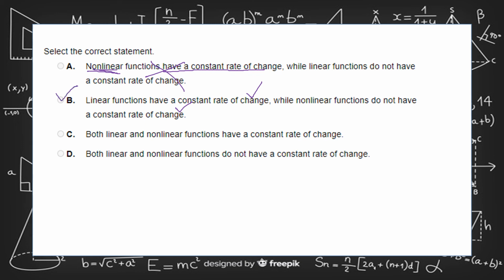Both linear and nonlinear have a constant rate of change. No, nonlinear do not have a constant rate of change. Their rate of change changes. Okay, so both linear and nonlinear do not have a constant rate of change. Okay, linear does have a constant, right? So our answer is B.